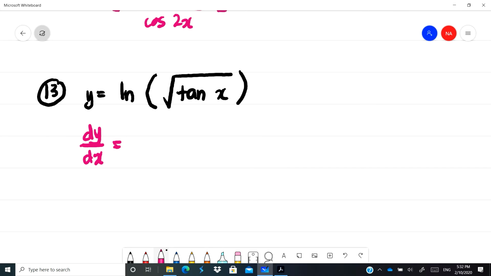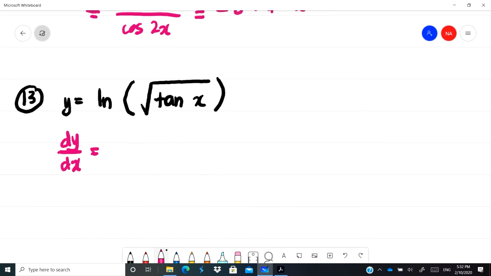So what about number 13? The same goes for number 13. You can simplify the logarithmic expressions first. So this can be written as ln, square root means tangent x to the power of 1 over 2.